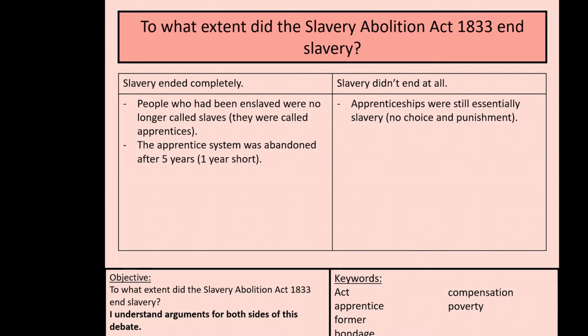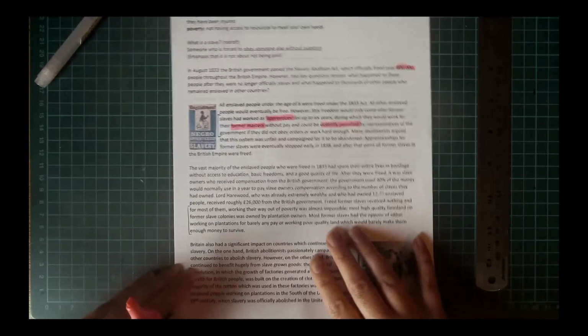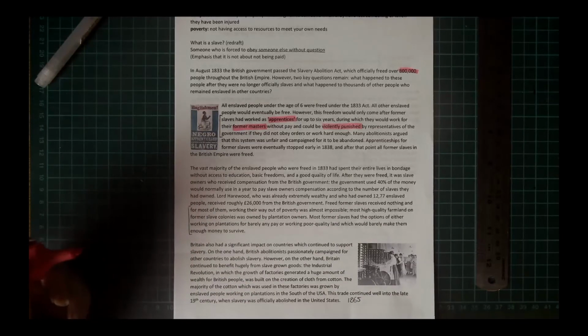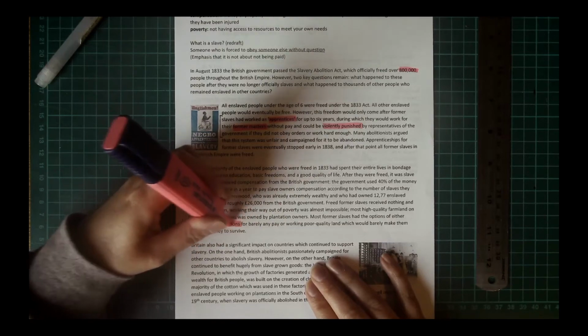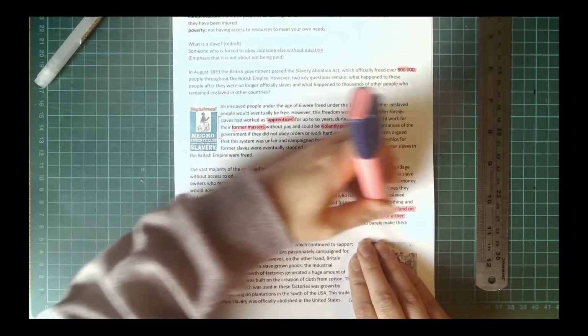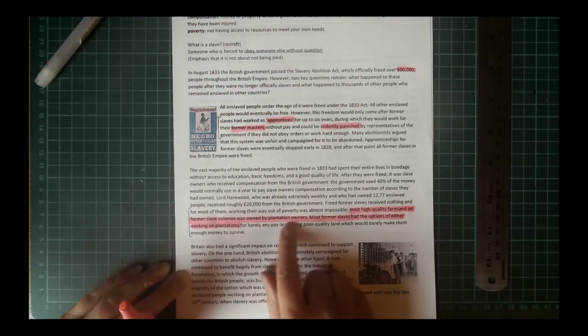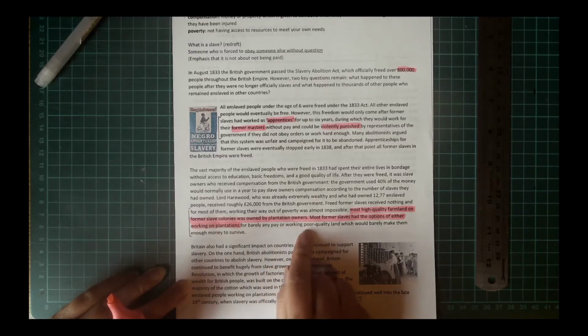So even though these former slaves wouldn't face violent punishment if they didn't work for their former owners, for many of these former slaves, if they were to survive, if they were to have enough to eat, if they were to be able to afford somewhere to stay so that they didn't die out in the cold or the hot, then they probably would need to work for plantation owners, which is this section here. I know I'm going backwards, it's because I'm left-handed. Most high-quality farmland on former slave colonies was owned by plantation owners. Most former slaves had the options of either working on plantations for barely any pay or working poor-quality land.